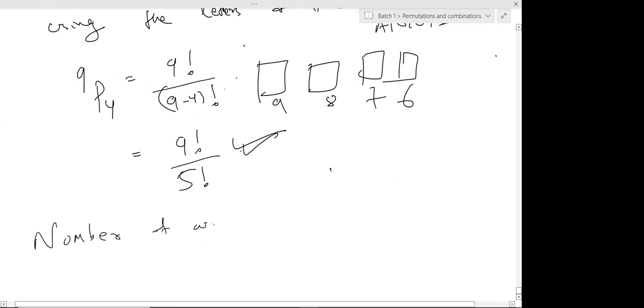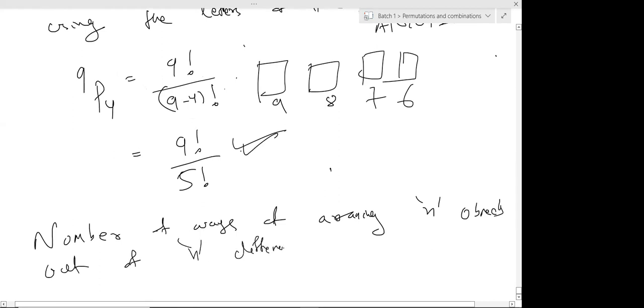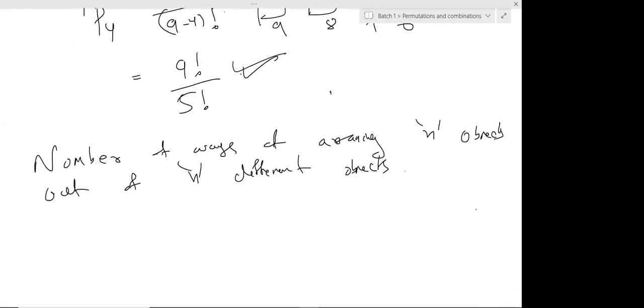Number of ways of arranging n objects out of n different objects. In the earlier case, we were arranging r objects out of n different objects. And here we are arranging n objects out of n objects. So here r equals n. That means the answer is nPn.